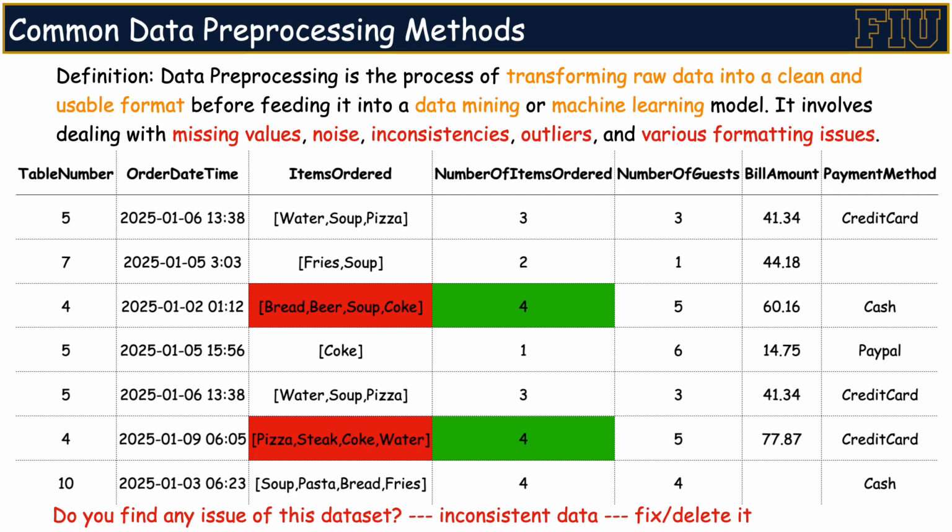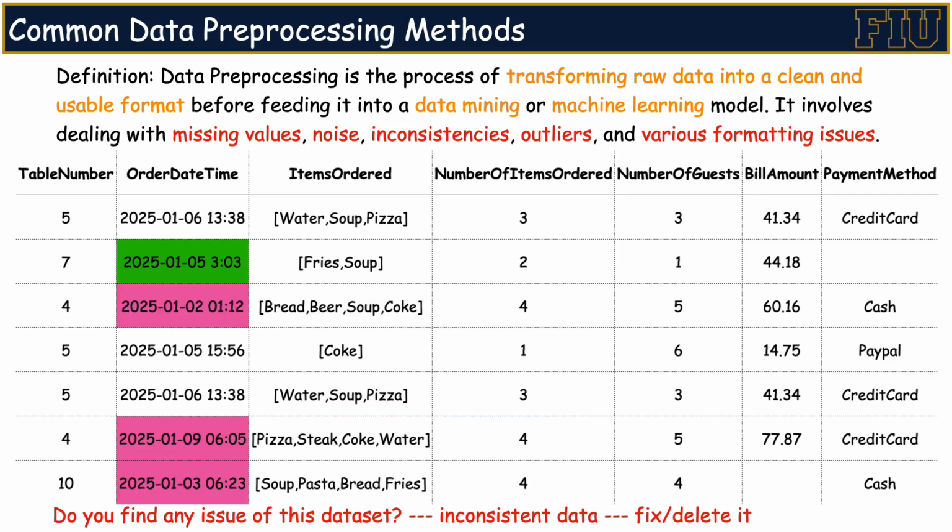Another issue is the inconsistent time format. In this dataset, we can see that only one data point omits the leading 0. To fix this, we can simply add a 0, which is an easy and straightforward way to resolve the inconsistency.